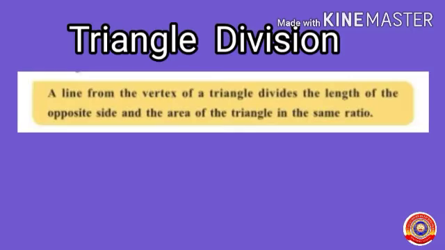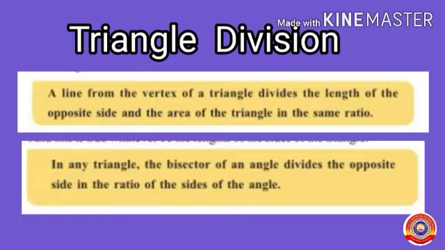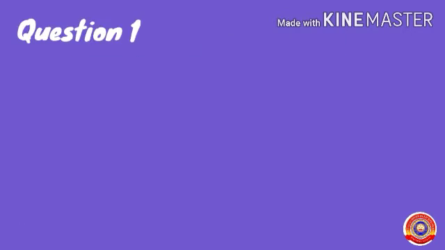Let us go through the concepts once again. A line from the vertex of a triangle divides the length of the opposite side and the area of the triangle in the same ratio. And the second one, in any triangle, the bisector of an angle divides the opposite side in the ratio of the sides of the angle. Next, move on to the exercise questions.